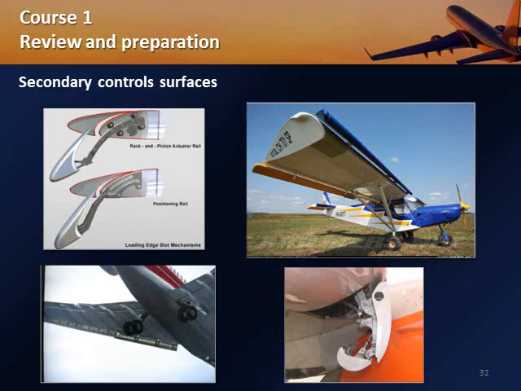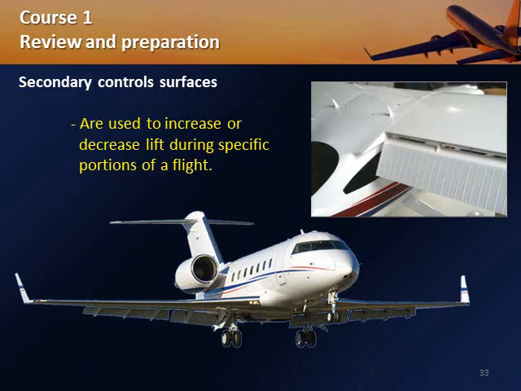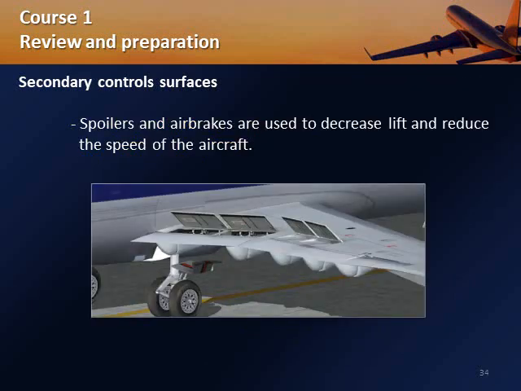Secondary flight control surfaces are not always used on aircraft, but on most, yes. These are used to increase or decrease lift during specific portions of the flight, essentially takeoff and landing, really. You can see in this case here, a Challenger, you can see the flaps. Spoilers and air brakes are used to decrease lift and reduce the speed of the aircraft. There are ground spoilers and flight spoilers. We'll see those in the coming weeks.